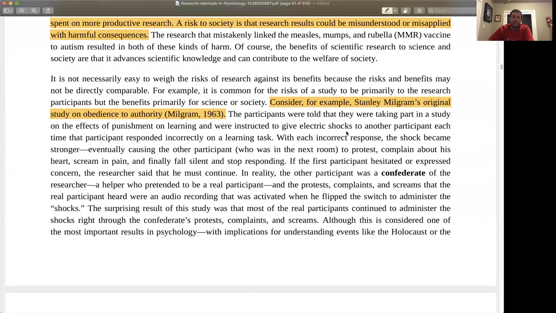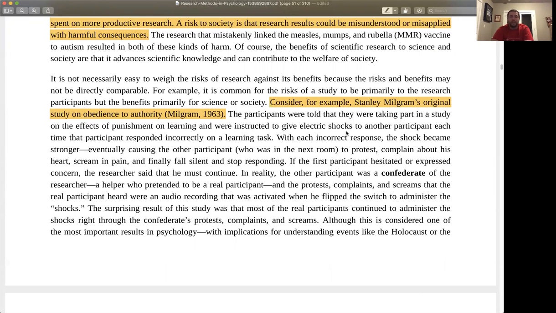Here, the textbook goes into the Milgram study, which, if you've taken a social psychology class, most likely was heavily discussed in that class. If you haven't, the general quick gist of it is that Milgram wanted to see how far people will go to obey an authority figure.